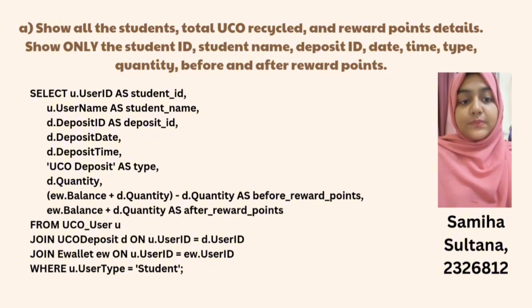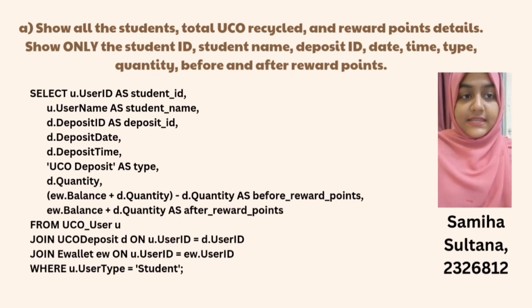d.quantity, ew.balance + d.quantity - d.quantity as before reward points, ew.balance + d.quantity as after reward points. Select statement. This is the core of the query.